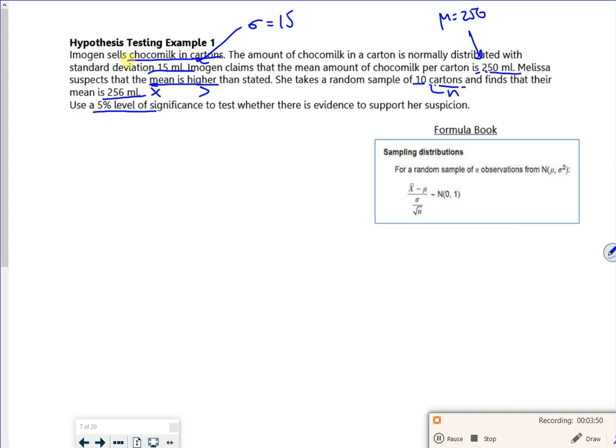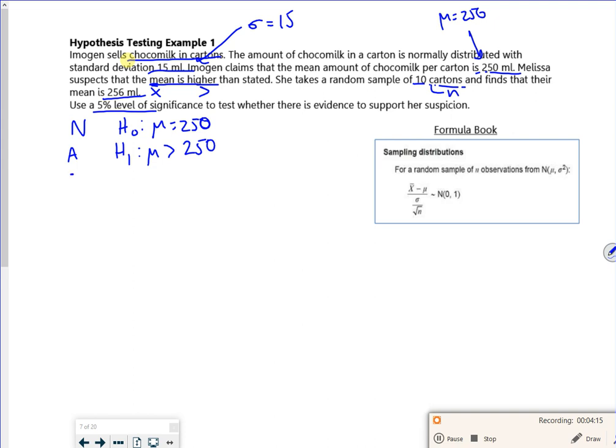Right, so what I'll do is I'll set it out, and then I'll kind of do the two different tests side by side. So the initial bit's exactly the same. So my null hypothesis is that H0 is that mu is 250. I'm looking for higher, so my alternate is H1 is that mu is greater than 250.